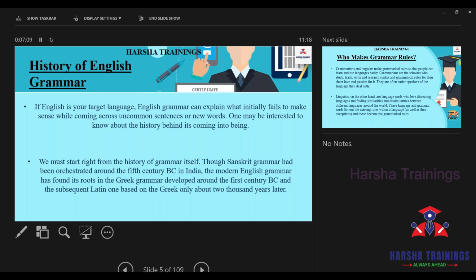If English is your target language, that I've told you what it is, right? It can explain what initially fails to make sense while coming across uncommon sentences and or new words. If somebody is telling you something, okay, if we know grammar, then we will be able to understand if it is correct or not, if it is logical, if it makes sense.